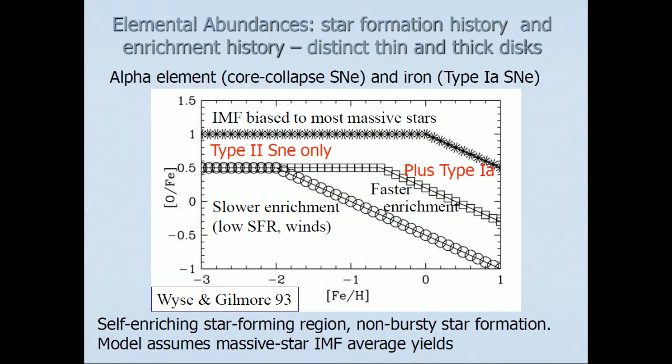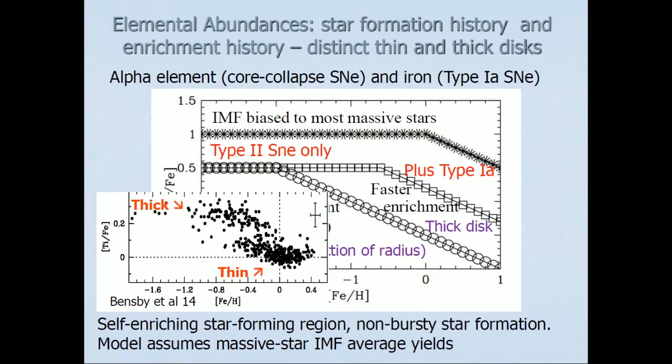So for slower enrichment, as you might see in the thin disk, you would see a turn down at lower iron because you just haven't produced that many stars. Faster enrichment, you would see the knee at higher iron. Of course, once we have ages, hopefully we would see this, you'll see in a minute. And we then realize this is what you see.